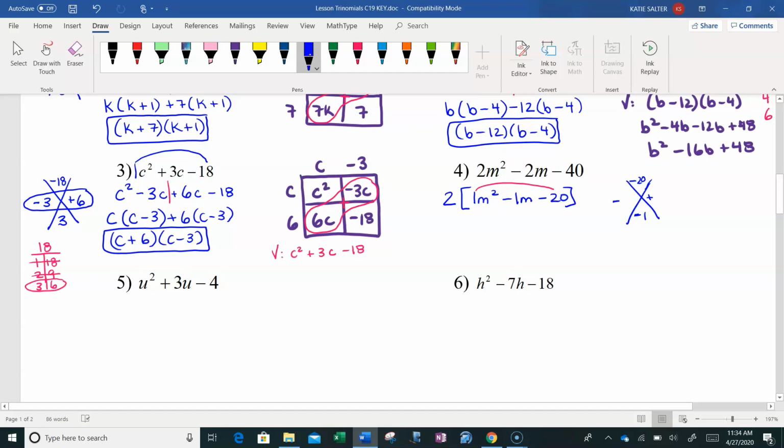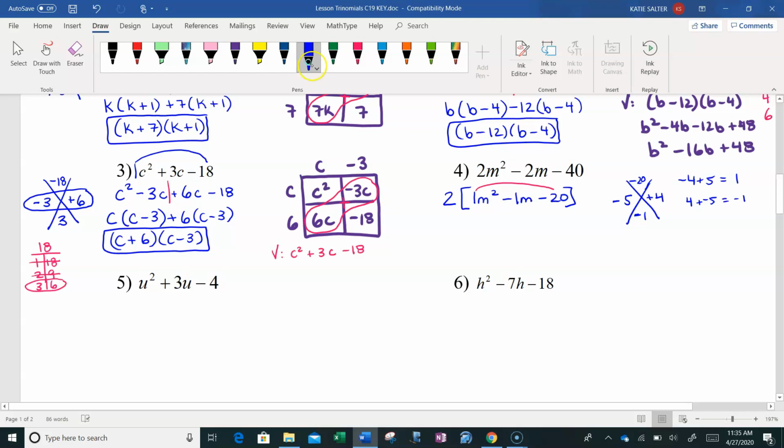So if you go through them, 1 and 20, nope. 2 and 10, nope. 3 doesn't go into 20. 4 and 5, well, let's check it. This is something you could do in your calculator. Nope, that adds to positive 1. So let's switch them. What if it was positive 4 and negative 5? Yep, that adds to negative 1. So we want to make sure that the 5 is negative and the 4 is positive.